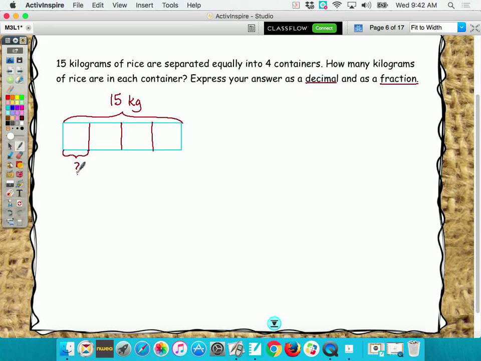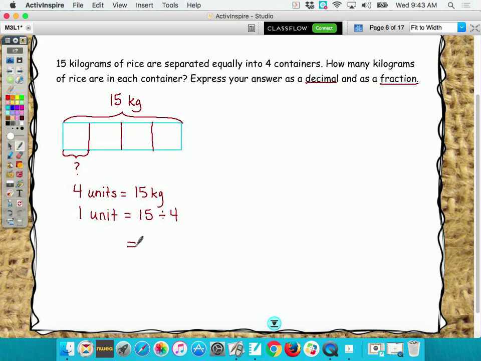Here's my question. Okay, so this is backwards from what we've been doing. We're going to start with 4 units equals 15 kilograms, and then we're going down to 1 unit. So how am I going to figure out 1 unit here? Are you going to have to times it by 5? No. You're going to have to divide. Divide 15 by the number of containers, okay?